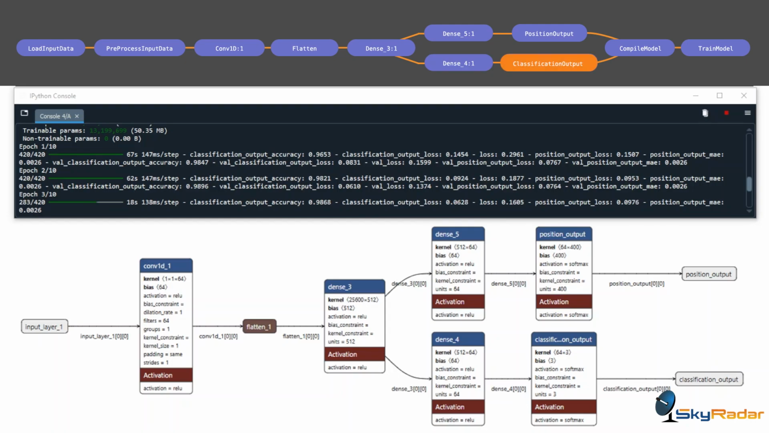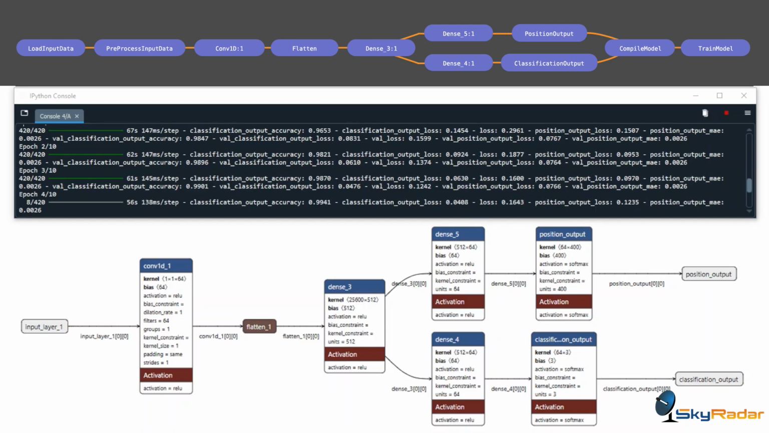This block generates a 3-element output corresponding to the 3 classification classes. Class 0: no target present. Class 1: target with low radar cross-section, RCS. Class 2: target with high RCS. Like the position output block, the classification output block also uses a softmax activation function, ensuring the outputs represent probabilities for each class. Finally, the outputs from both branches are passed into the model compile block, where the model is prepared for training, and then into the train model block, where the training process takes place.